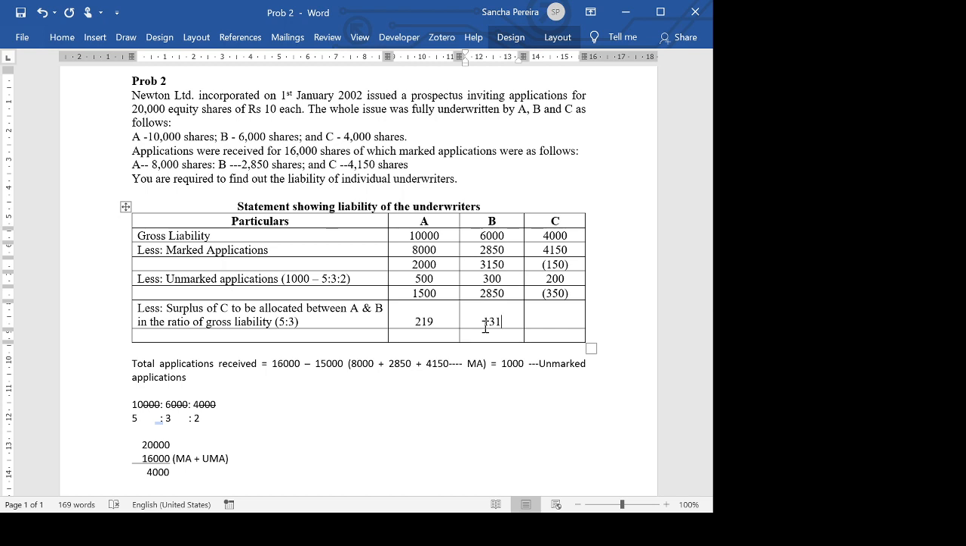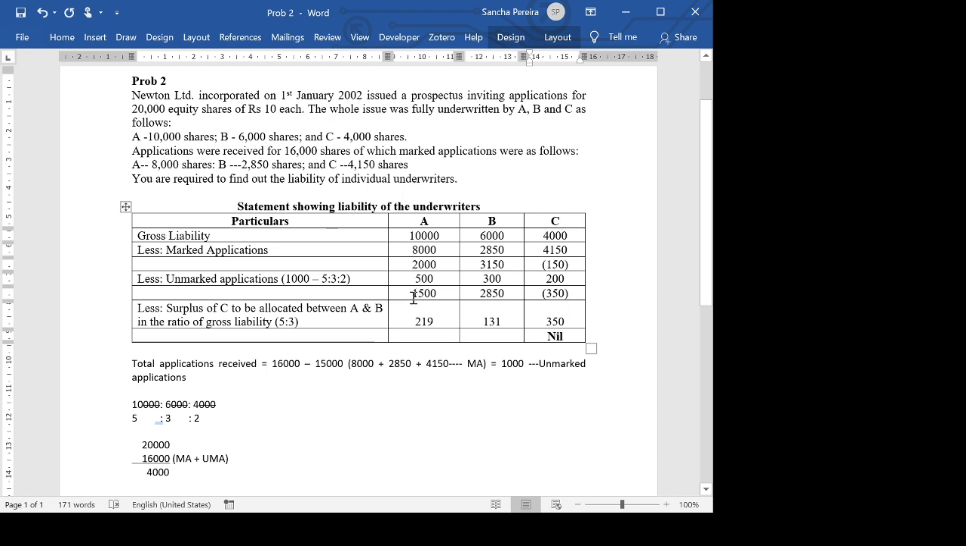350 into 5 divided by 8, you get it as 218.75, so I've rounded up to 219. And the other one, 350 into 3 divided by 8, you get it as 131.25, so it remains as 131. Whatever it is, this total has to come to 350, and it does come to 350. So if you have given 219 here and 131, since this is like a minus, we try to make this plus so that we have a 0 at the end. This gets evened out, this gets cancelled out.